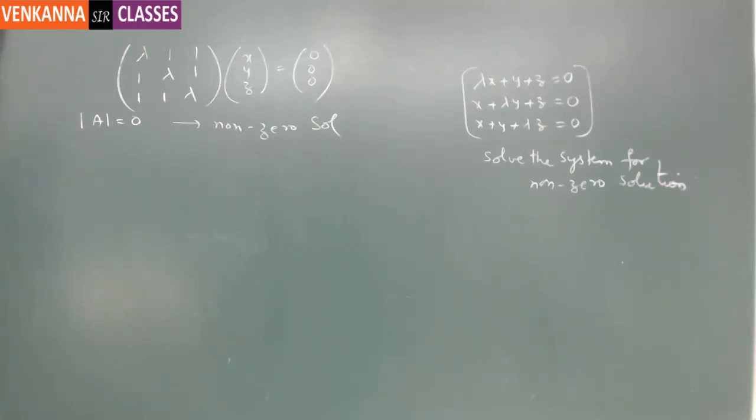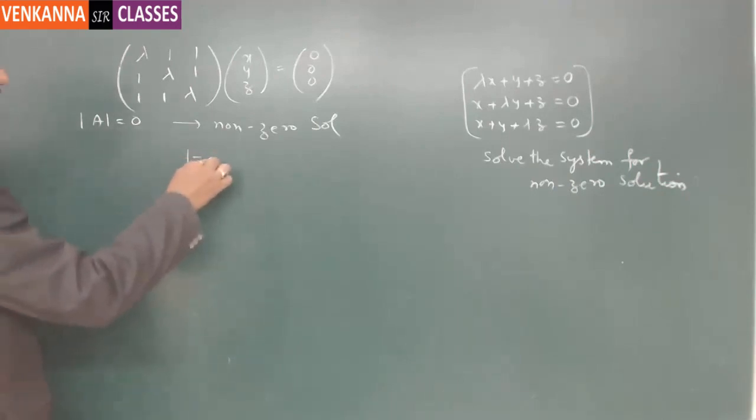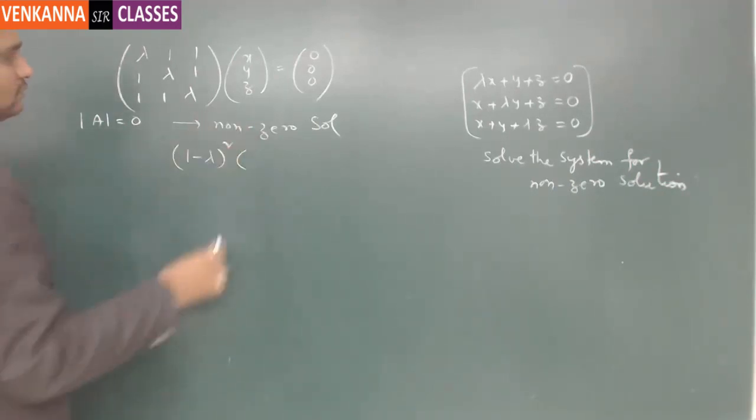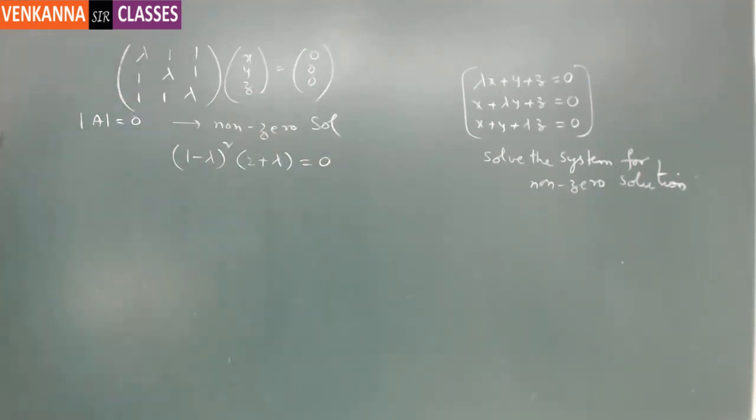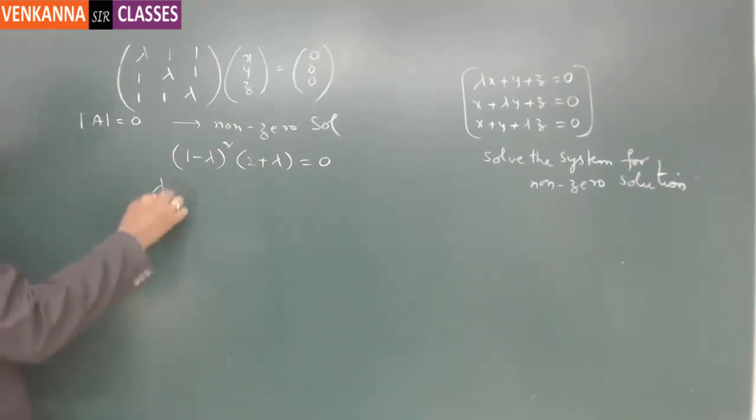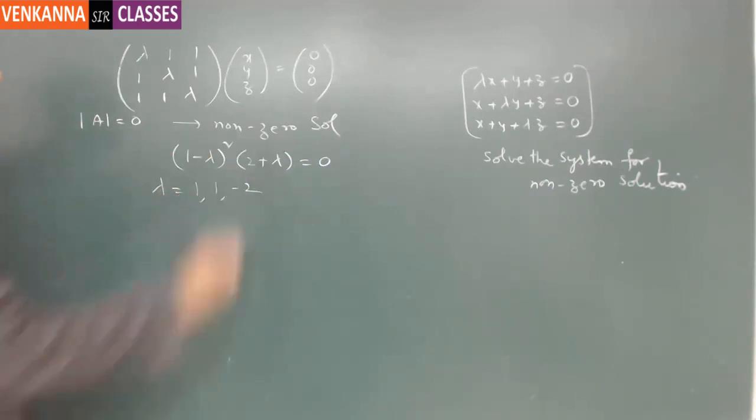I will write the equation as (1 minus lambda) whole square into (2 plus lambda) equal to 0, which gives the lambda values as 1, 1, minus 2. So all of you can find the determinant, right? And you can find the lambda values too. Any doubts for anyone for finding the determinant?